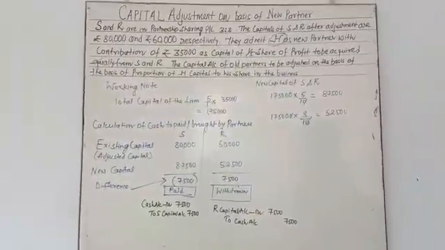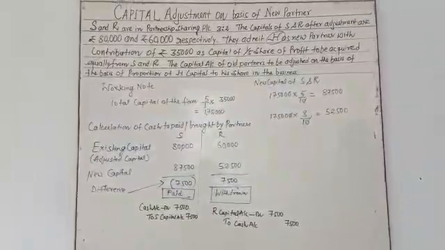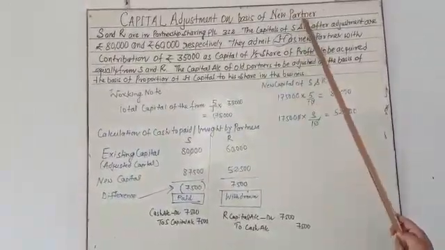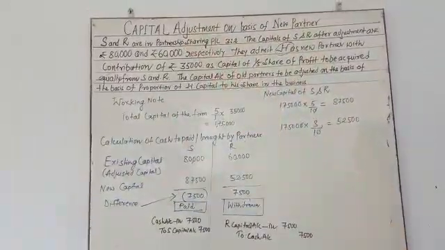So I hope you understood how to calculate with the help of the new partners' capital account. This is the capital adjustment.